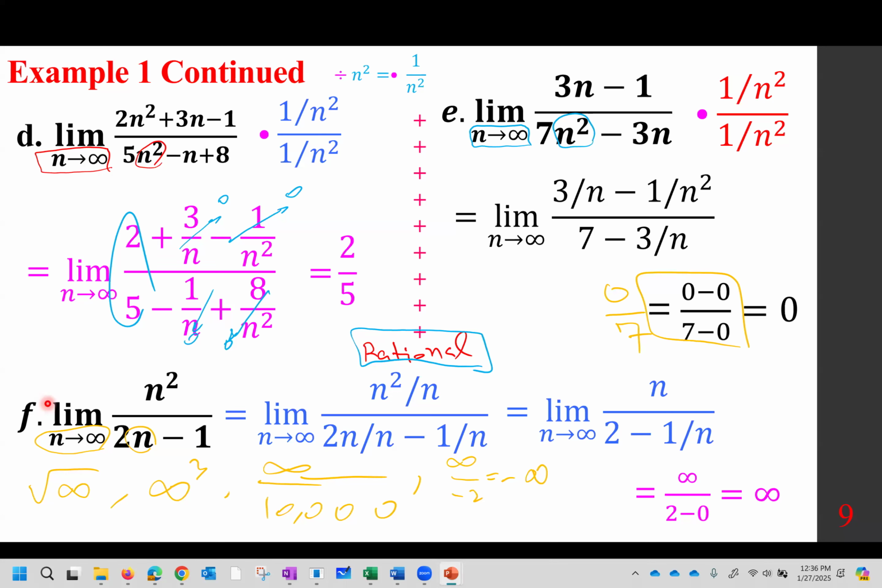So let's recap. All three questions, we are dealing with rational functions. All of them, and n is approaching infinity. The technique is to divide by the highest degree term in the denominator in all cases. Okay?